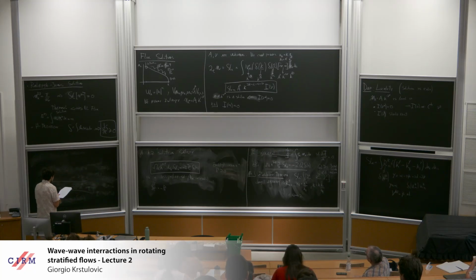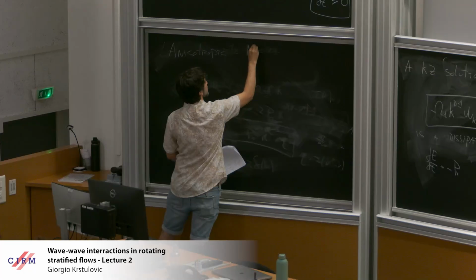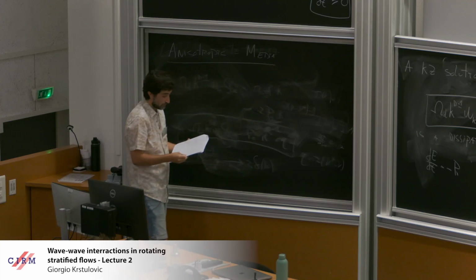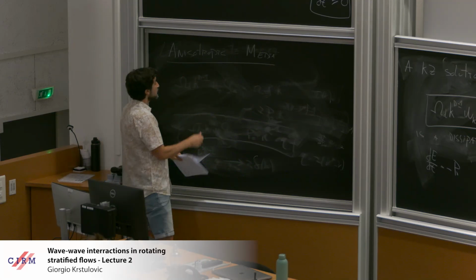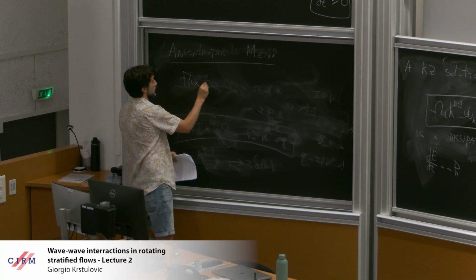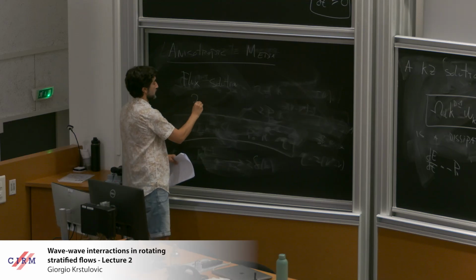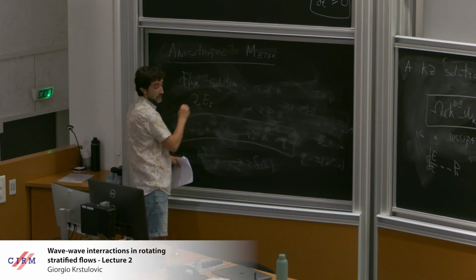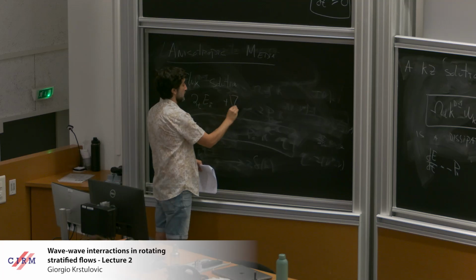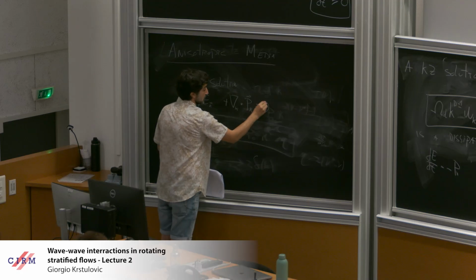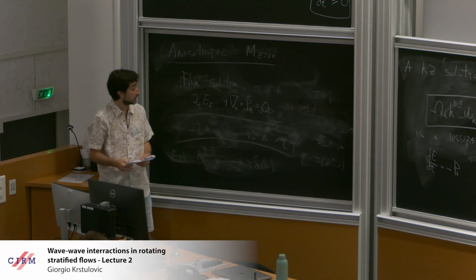Okay, now let's consider anisotropic media, okay? So the first thing, yeah, we want to look for flux solutions. So you will do the same. You will write dt E of k, this now is a vector, plus the divergence in k of some flux that now is a vector. Okay? And that's what Giovanni was discussing yesterday.